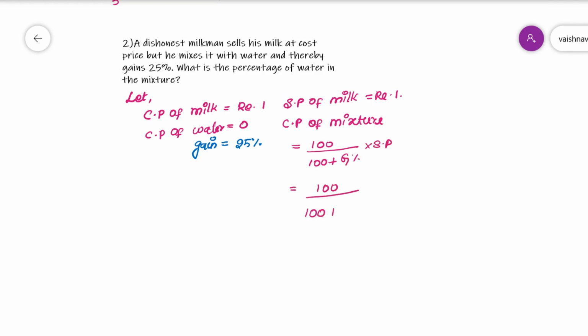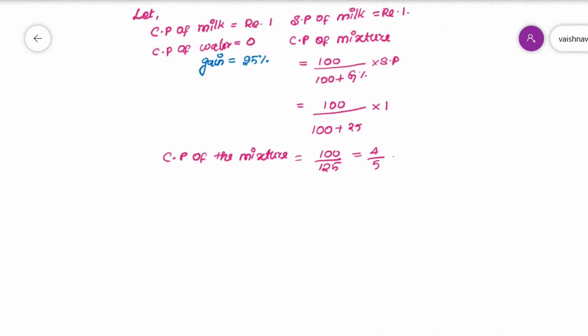So cost price of the mixture is 100/(100 plus gain percentage) into SP. This is the formula we know, and we have solved some problems in grocery items also. The same way we have to do. Now we have found the cost price of the mixture, that is 4/5. This is a simple step you can follow.